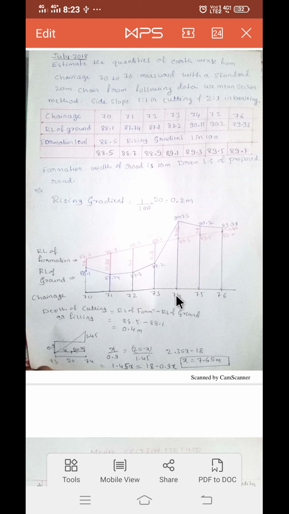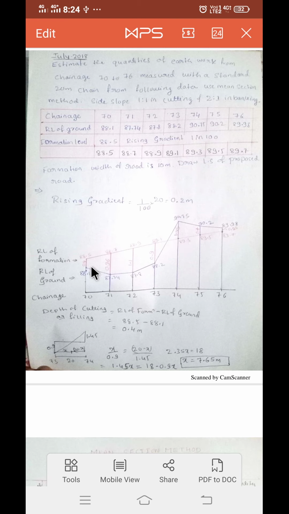Now draw all the RLs and RL of formation, and join the RL of the ground here. So this is your RL of the ground, and this is the RL of formation. From this it has been observed that this much portion of the road is banking, up to this. After this, this much portion has to be cut, so that is earthwork in cutting.